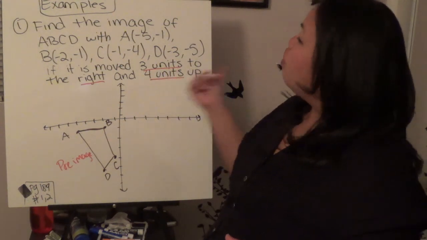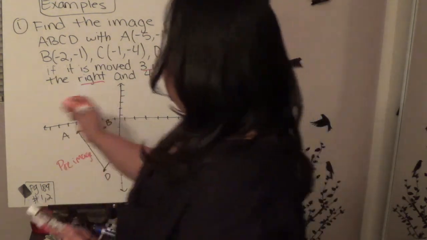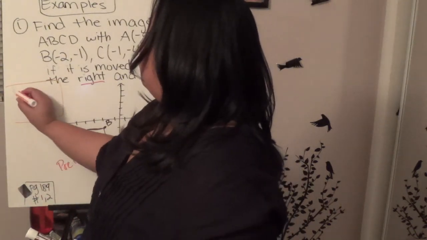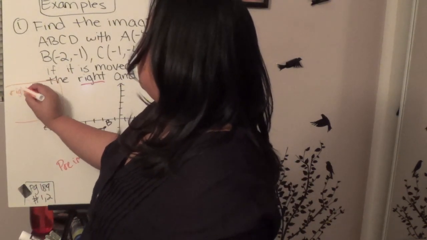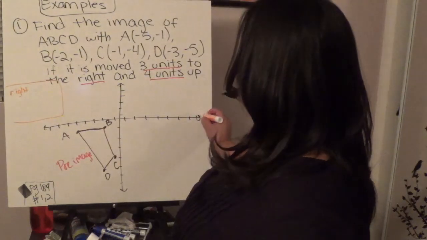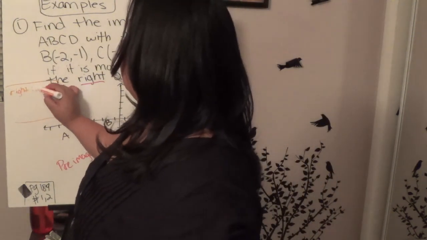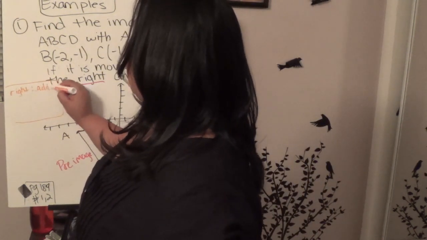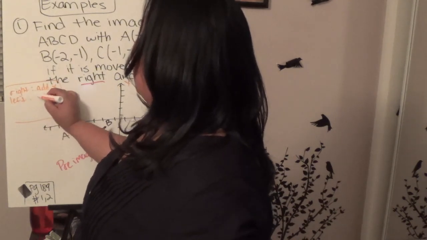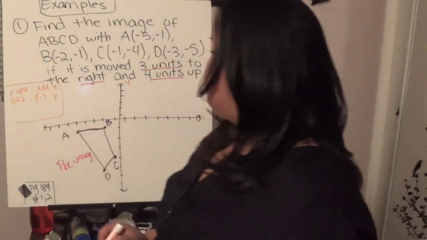So if I move to the right, and this is an important key I'm going to write here, left and right, this is my x and this is y. So left and right, I'm going to be moving x. So I'm going to add to my x if I'm moving right. If I'm moving left, I'm going negative, so I'm going to subtract from my x.